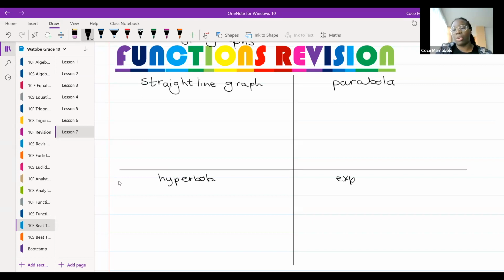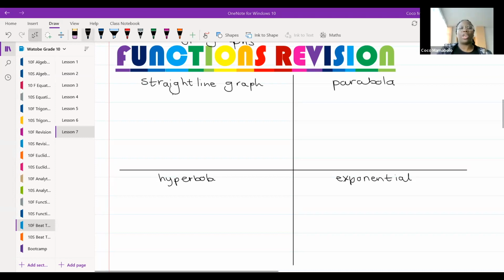Okay. So I don't really think there's any other graph that we learn about apart from your sine, cos, and tan graph, but we have already covered those when we did the trigonometry section. So if you want to go have a look at those, you're more than happy to. They're also on the website.